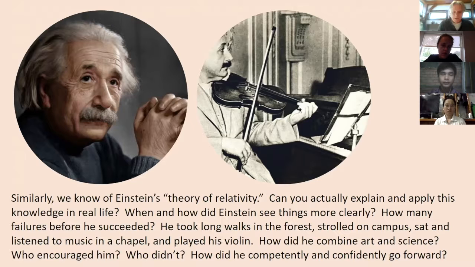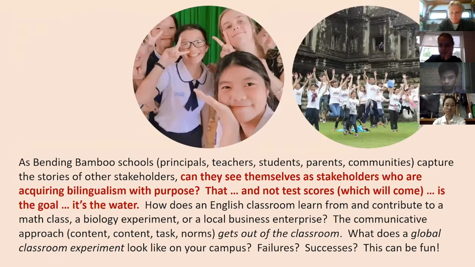And who encouraged him? And who didn't? Who stood in his way? Who told him when he was a kid that he wasn't smart? In fact, Einstein was told when he was a teenager that he wasn't smart. So I put him up there because he's a great example for us on how to combine the art and the science and to encourage our students with important stories.